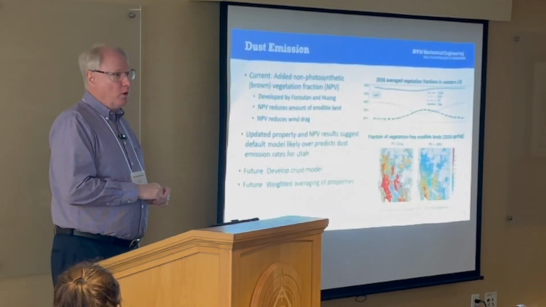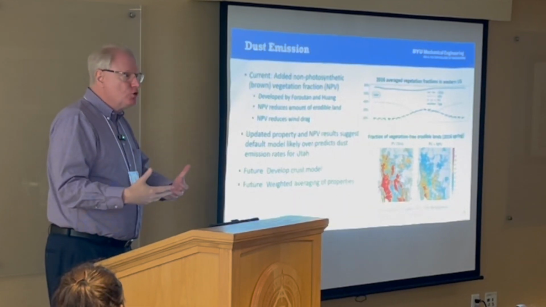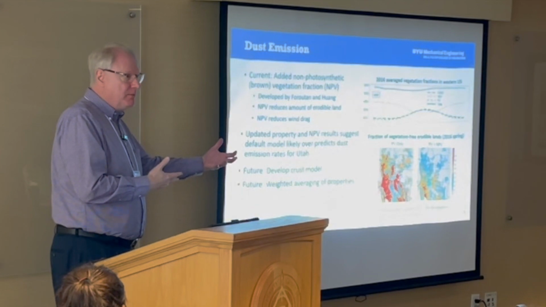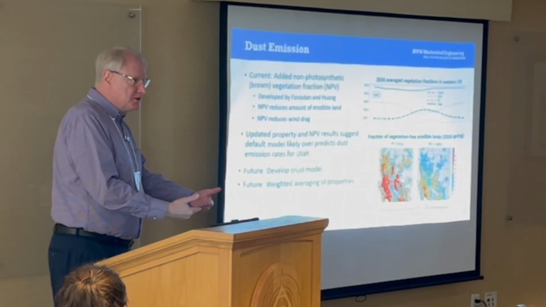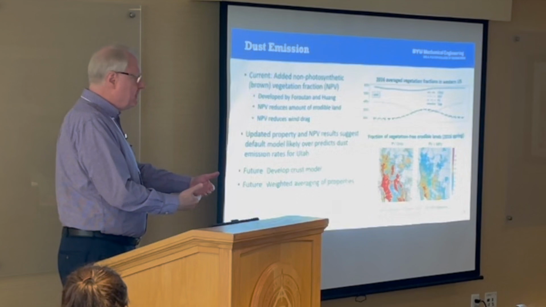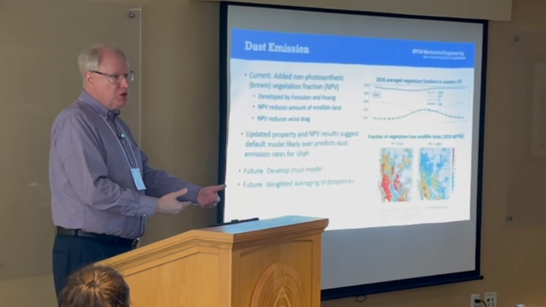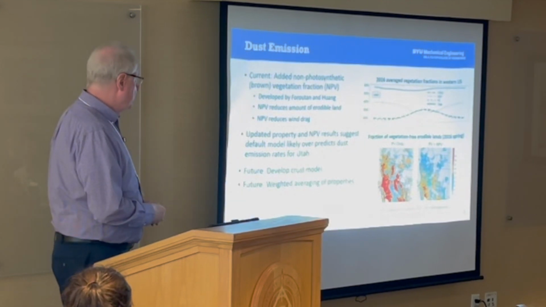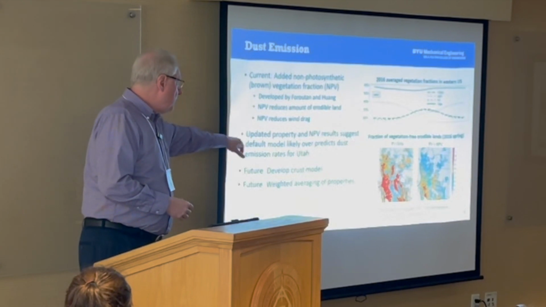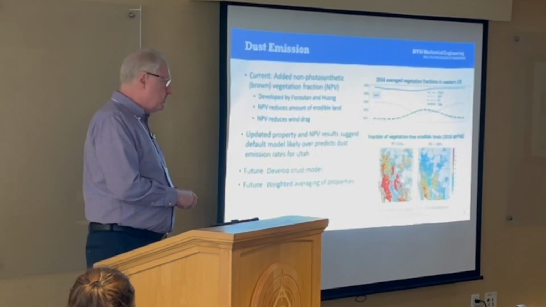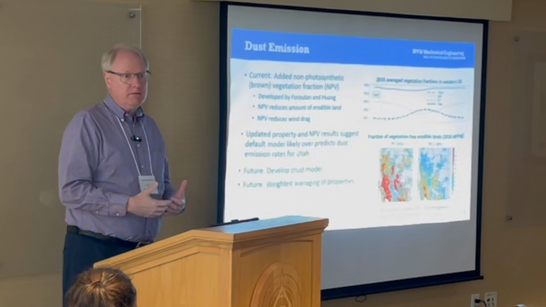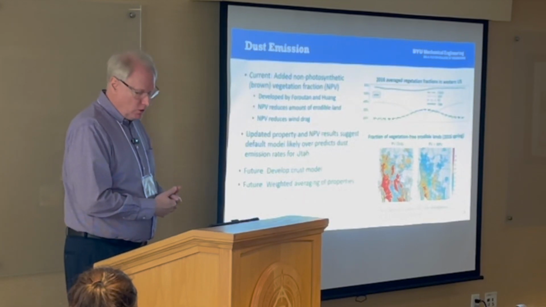It also reduces the wind drag that gets down to the soil and blocks it. So again, it inhibits the interaction between wind speed and the actual surface, which mitigates the dust emission. So both of those things tend to reduce that. Both our property update and the NPV results suggest that our default modeling, CMAQ, was over-predicting dust emissions. So we're seeing things that are lower than that.